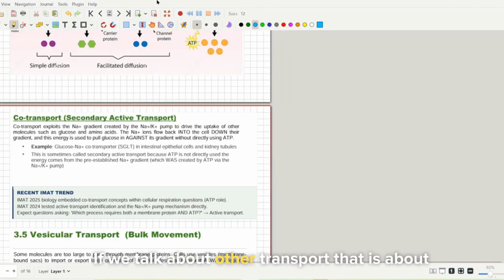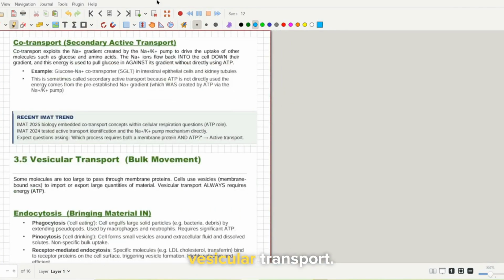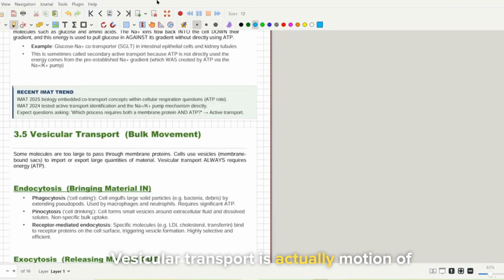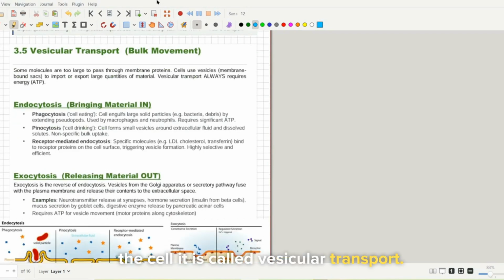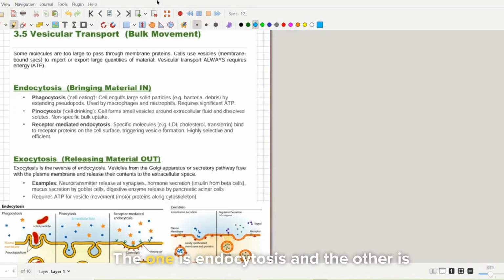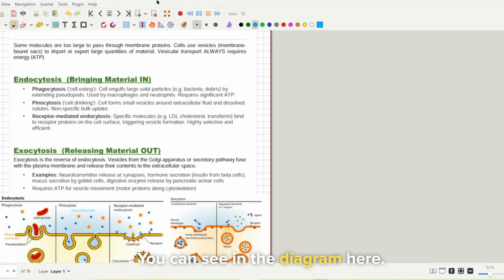If we talk about other transport, that is vesicular transport. Vesicular transport is actually motion of molecules in bulk, like a large amount of molecules moving inside or outside of the cell. It is called vesicular transport. There are two types: the one is endocytosis and the other is exocytosis. Endocytosis means going inside and exo means going outside. It is not really difficult. You can see in the diagram here.